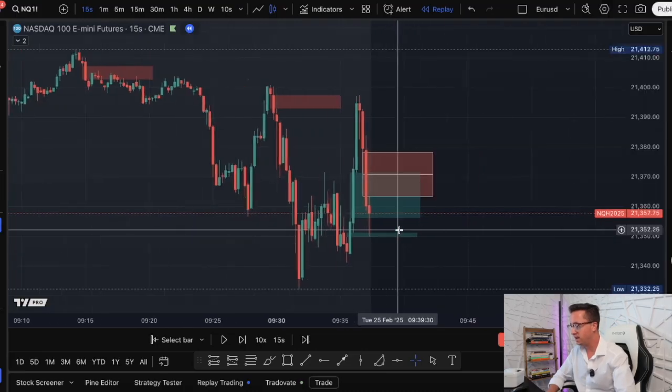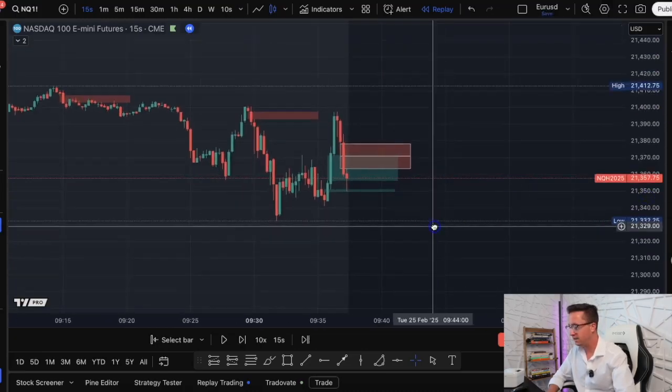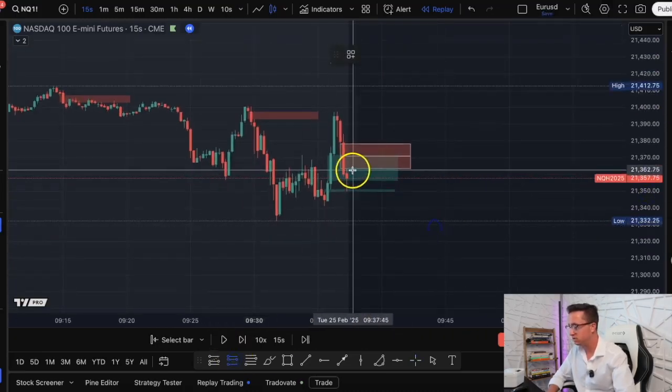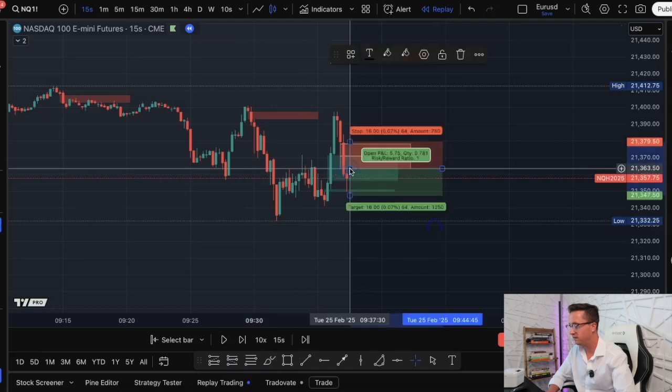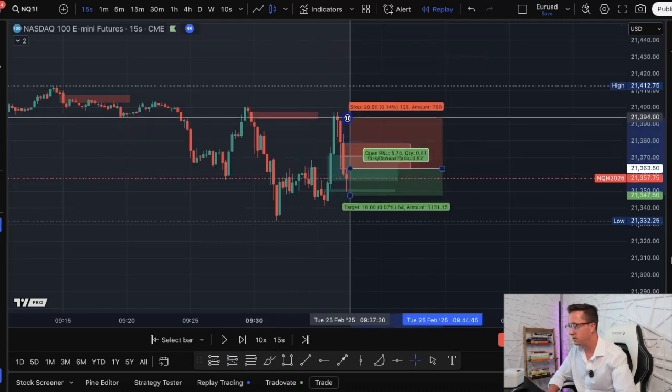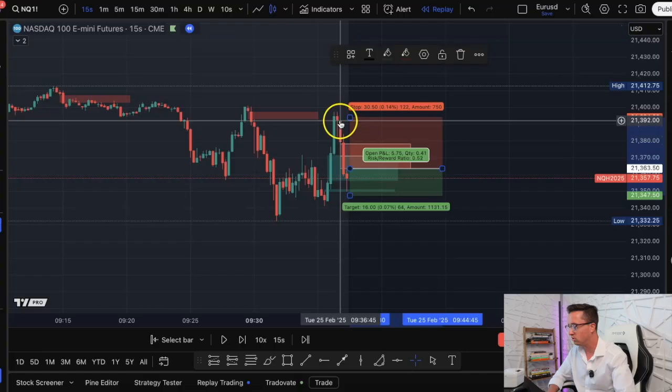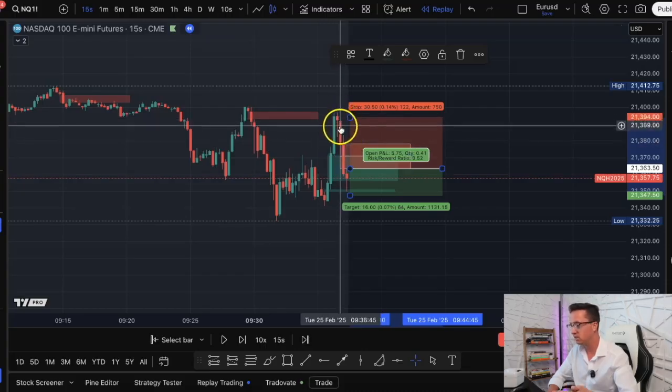So we see this fair value gap right here. What we could do to set it up is go get a short position right here. We'd put it at the fair value gap. Our stop loss would be right above the first candle that makes a fair value gap every single time. So if you have a bullish fair value gap, it would go below the first candle. For a bearish fair value gap like this, it would go above the first candle that creates a fair value gap.